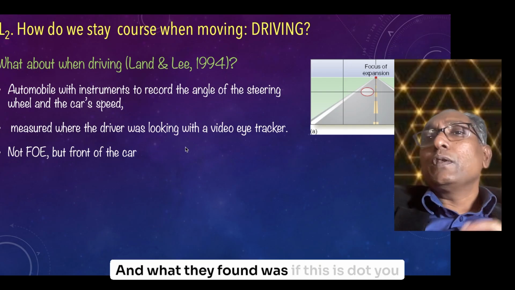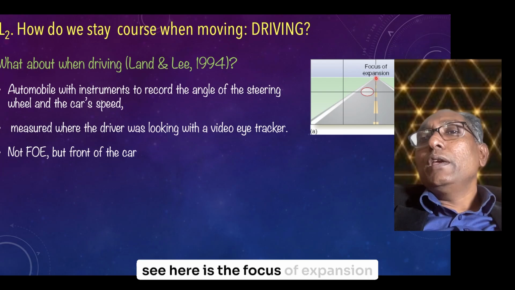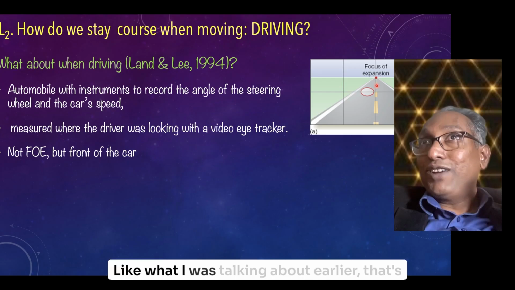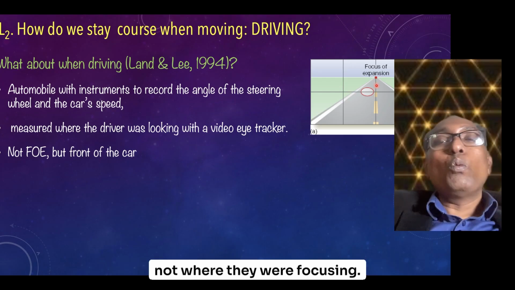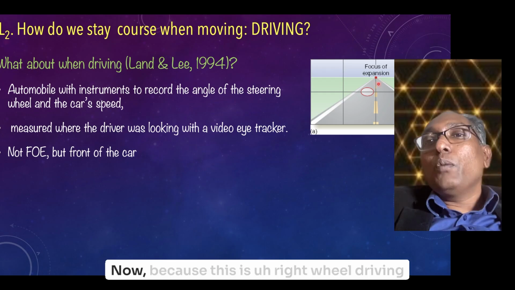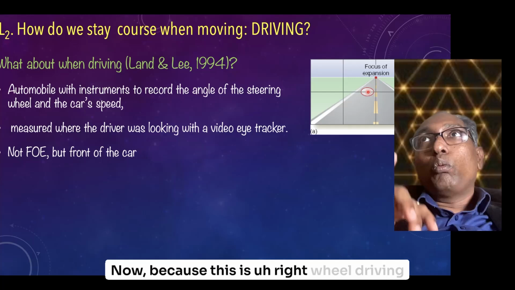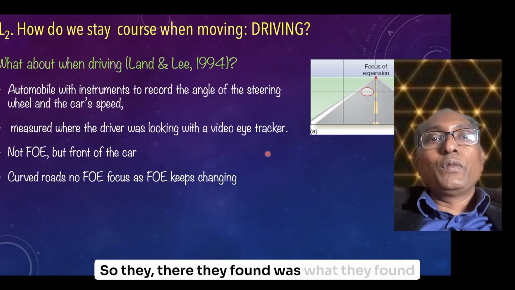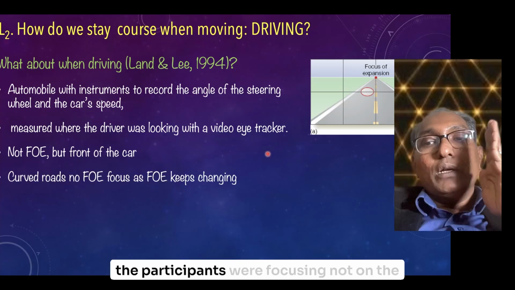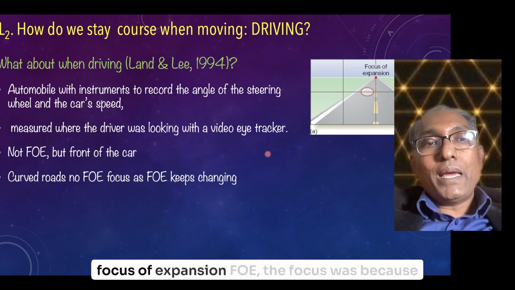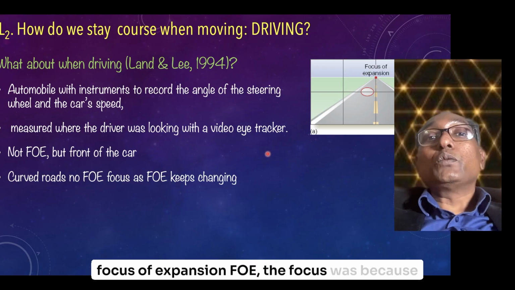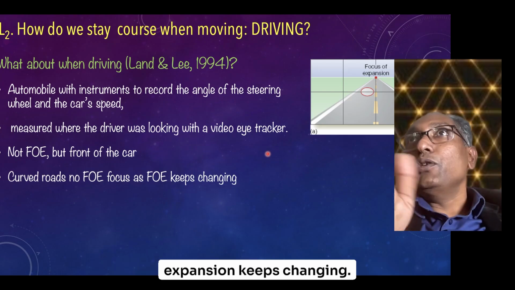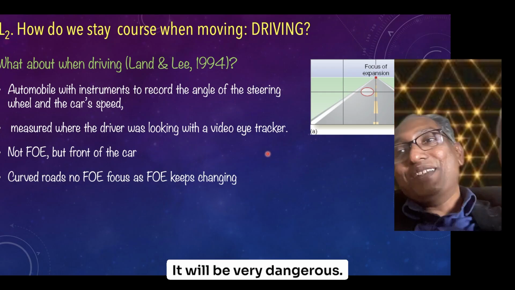And what they found was, if this dot you see here is the focus of expansion, participants were not focusing on the focus of expansion while driving, like what I was talking about earlier. That's not where they were focusing. They were focusing on the side. Now, because this is right side driving, I know in the UK it's opposite. They were not focusing on the focus of expansion, FOE, because it keeps changing. Like, if the roads are curvy, the focus of expansion keeps changing. You cannot keep track of it. It will be very dangerous.